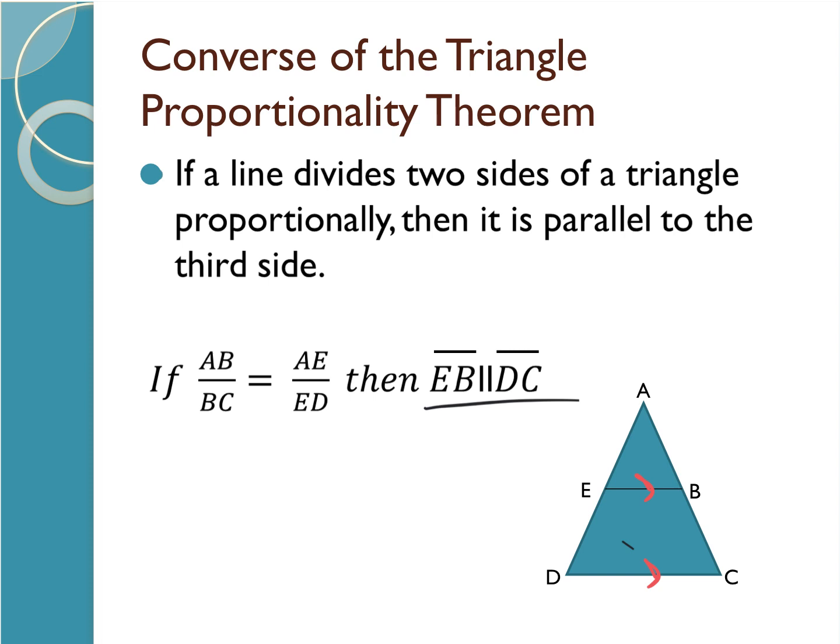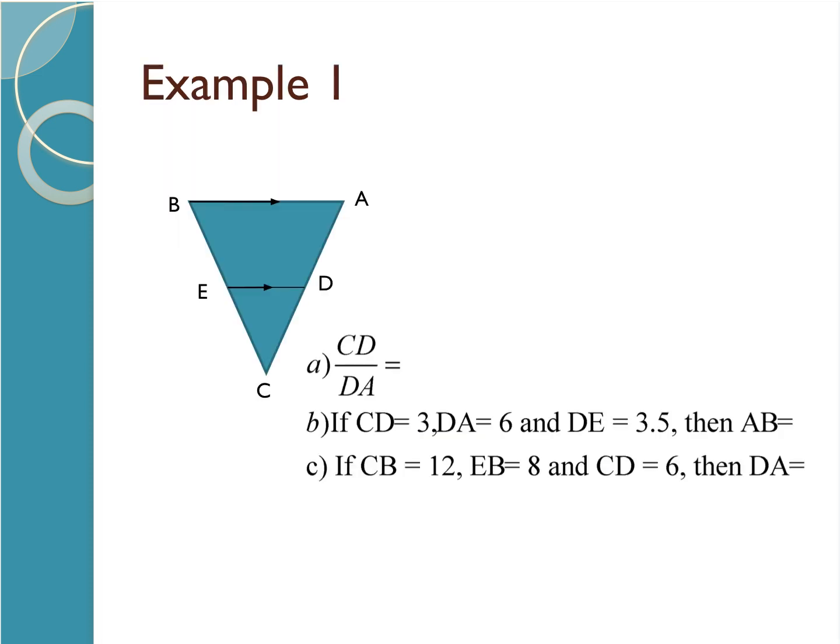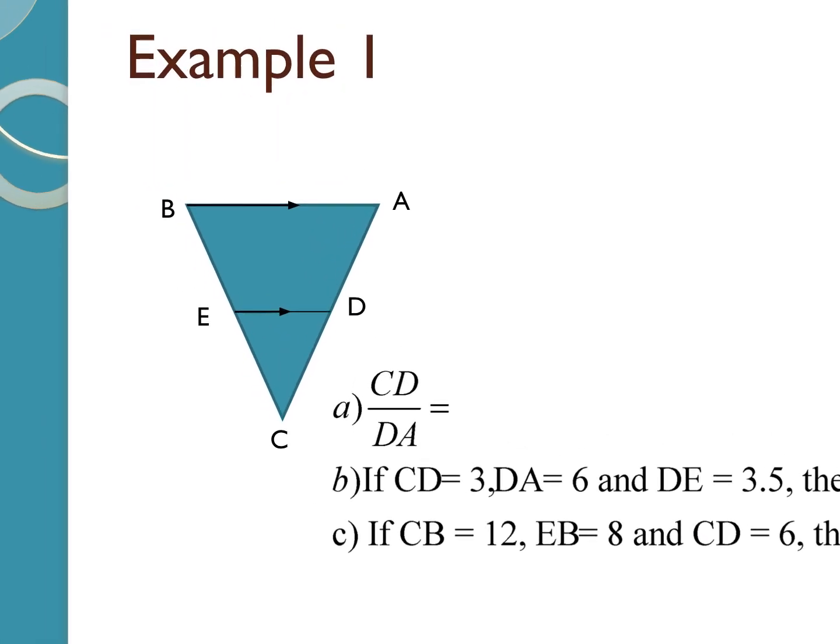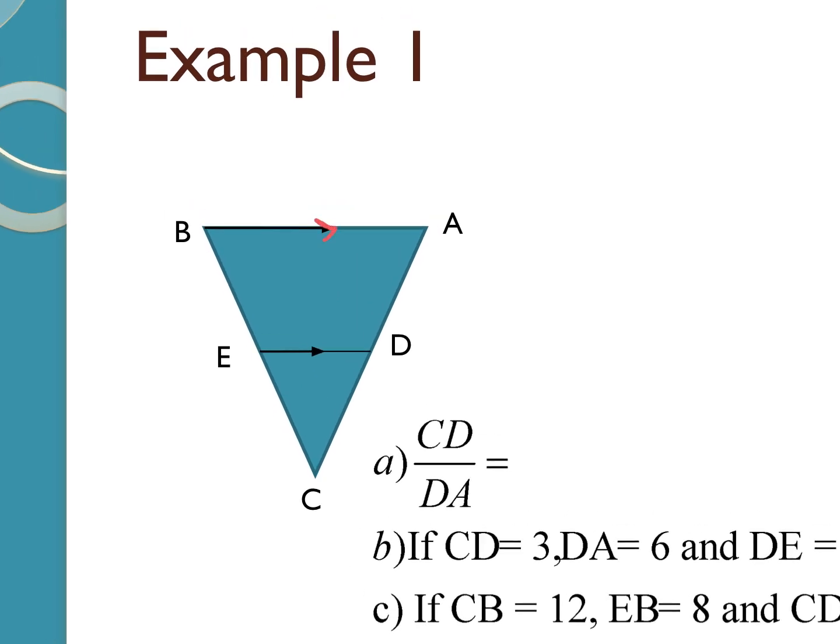Did we all get that copied down? Okay. All right, guys, let's do an example. So if we already know, based on the diagram, they have these parallel markings here, okay? If we know that those two lines are parallel, putting CD over DA is going to be proportional to what? EC or CE over what? BE. Very good. Okay?